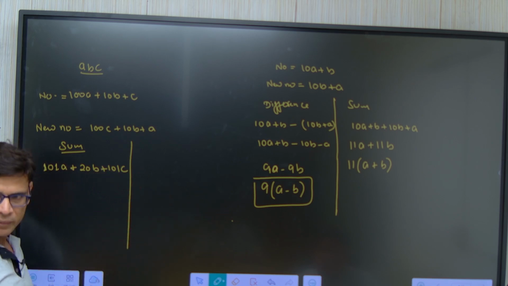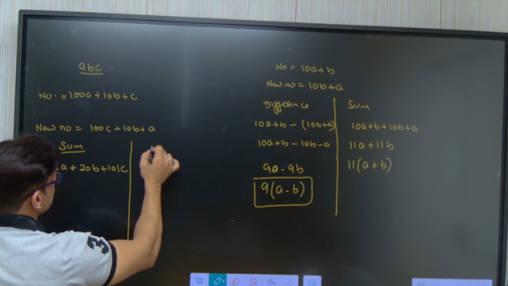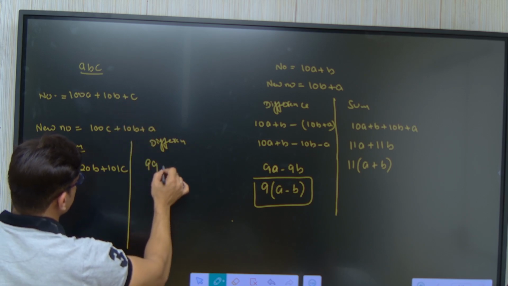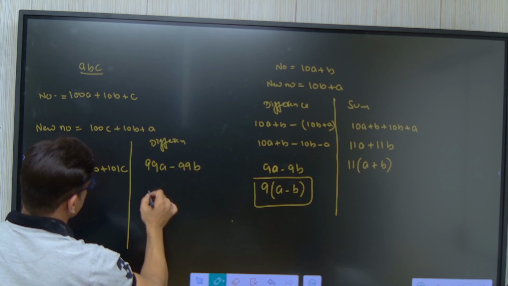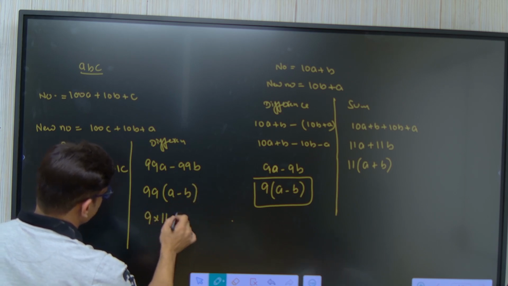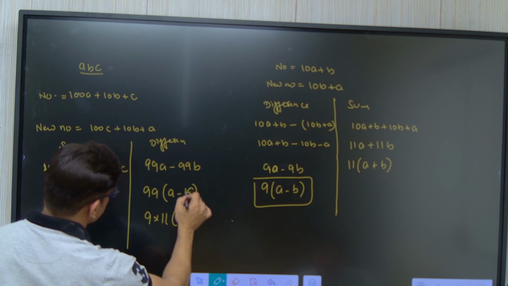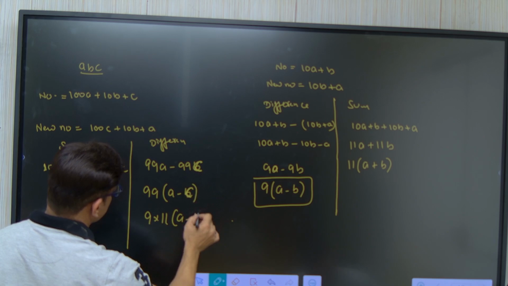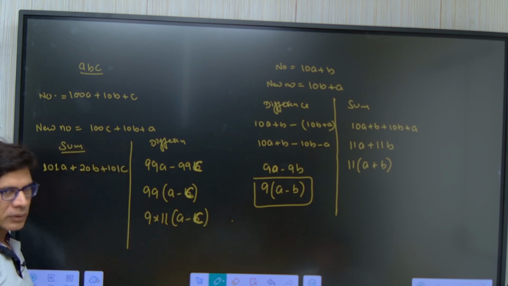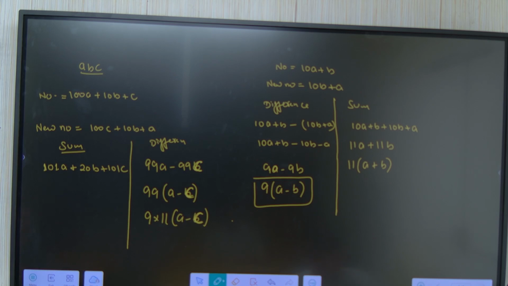Here, nothing common, right? When you take the difference, this minus this will give you 99A minus 99C. 99 common, bracket is A minus C. 99 can be written as 9 into 11 times A minus C, sorry, not B, C. This is C. B will get cancelled. This is C, guys. So no matter what, the moment you take the difference of a 3-digit number and the number formed by reversing the order of digits, the difference is always divisible by 9 and 11, and 99 both, right? It will always be divisible by 9 and also by 11.